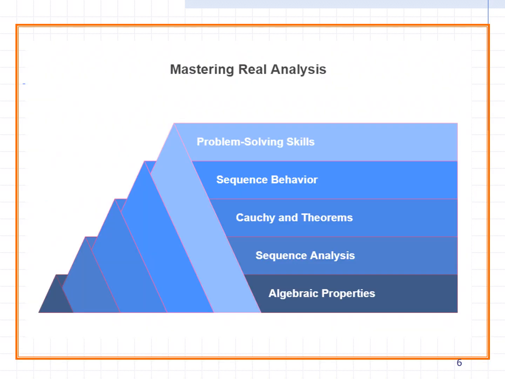The main objectives: problem solving skills. In Module 1, you learn problem solving skills and how sequences behave, and how you can apply Cauchy's theorems in convergence and divergence. In sequence analysis, you can identify whether a sequence is convergent or divergent. At the same time, you can identify the algebraic properties.